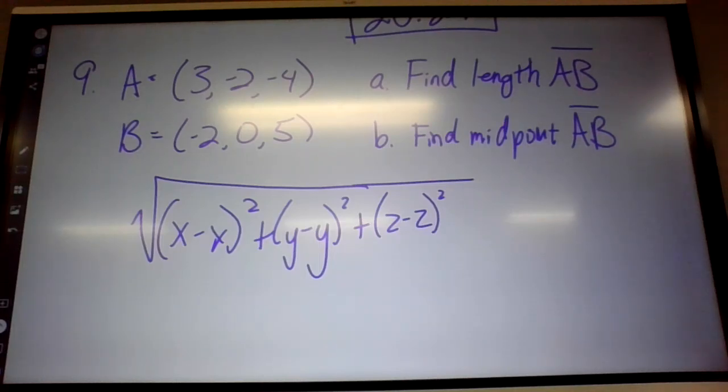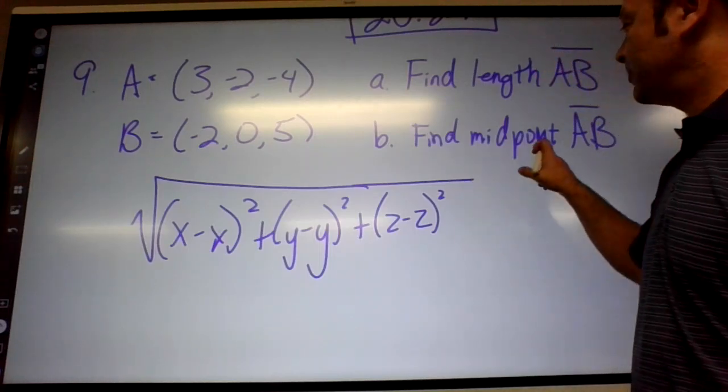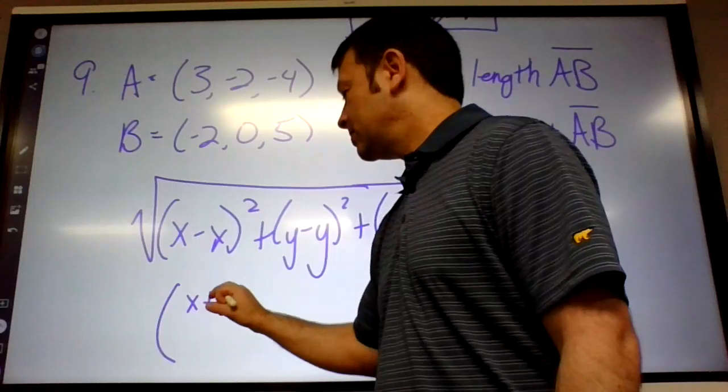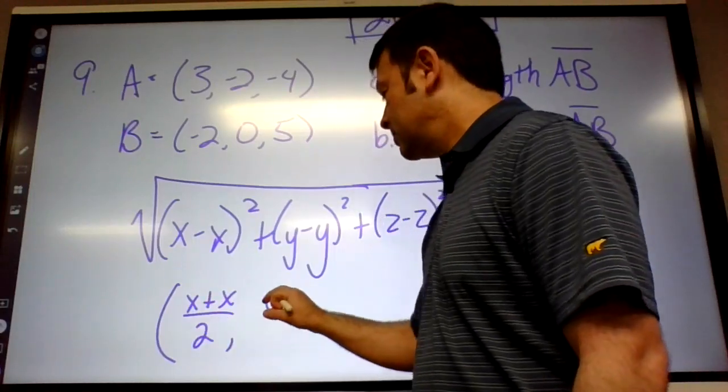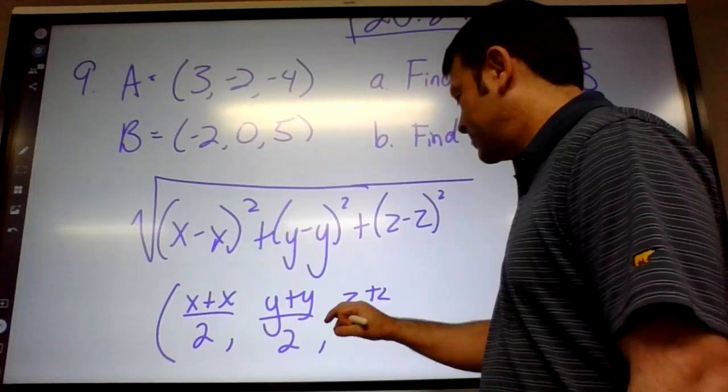Yeah, so why don't you all try that? Go ahead. And actually, before you do that, let's get the formula for B up here. What was the midpoint formula? X plus x over 2, y plus y over 2, z plus z over 2. Yeah, that's right.